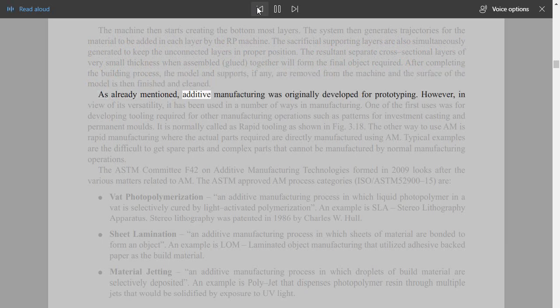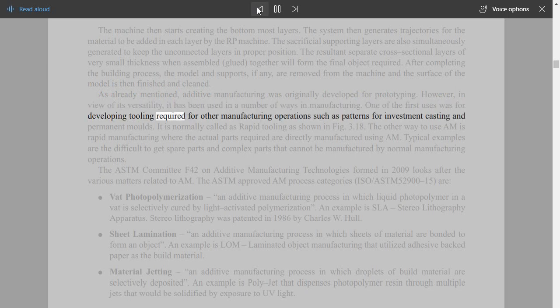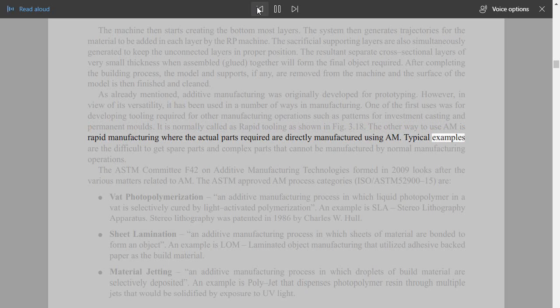As already mentioned, additive manufacturing was originally developed for prototyping. However, in view of its versatility, it has been used in a number of ways in manufacturing. One of the first uses was for developing tooling required for other manufacturing operations, such as patterns for investment casting and permanent molds. It is normally called rapid tooling, as shown in Fig. 3.18. The other way to use AM is rapid manufacturing, where the actual parts required are directly manufactured using AM. Typical examples are the difficult-to-get spare parts and complex parts that cannot be manufactured by normal manufacturing operations.